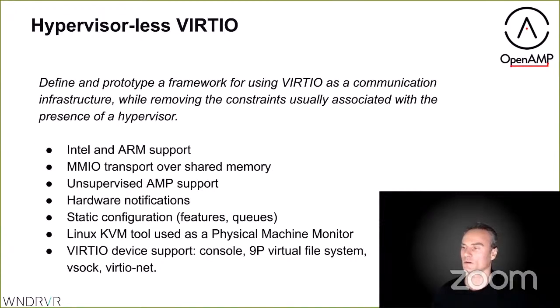Hypervisorless Virtio runs on ARM and Intel, uses MMIO over shared memory. It uses hardware notifications instead of hypervisor-based notification mechanisms. And it includes a custom Virtio backend derived from the Linux KVM tool, which we call a physical machine monitor. Hypervisorless Virtio supports Virtio console, 9P virtual file system, virtual sockets, Virtio net, and entropy devices.